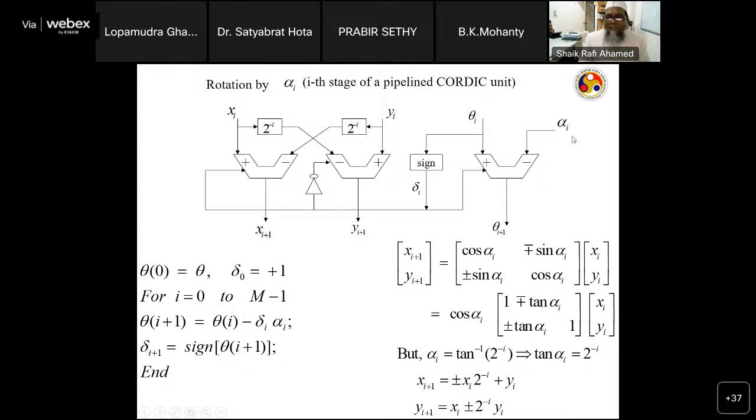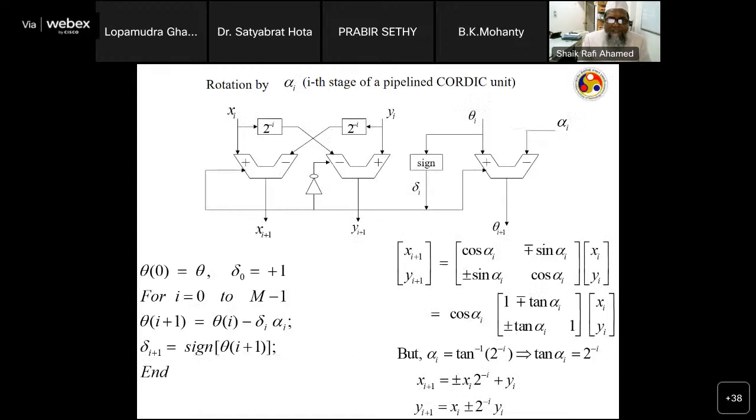Again we have these adders, subtractors, and shifters. We will get x2, y2, theta 2, then x3, y3, theta 3, and so on. You go up to x of m minus 1, total m stages. If we add those angles, you will get approximately theta. As I have told, after 4 iterations itself we have got more than 90%. By properly choosing the m value, we can obtain up to 99% accuracy.